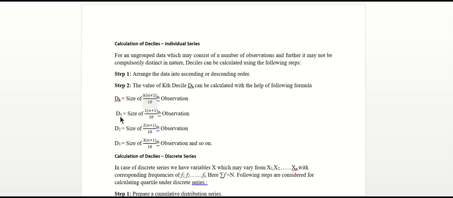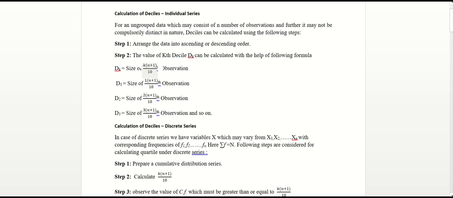If we want to calculate D1, this is the formula: k into (n plus 1) by 10th observation. So k is which decile you want to calculate, D1, D2, D3, into n plus 1. N is the number of observations you have, plus 1, divided by 10. And the rest of the procedure would be same as we did in quartiles, right?